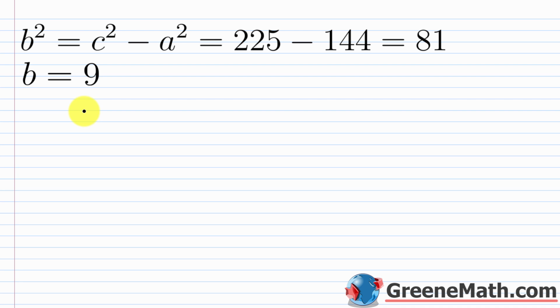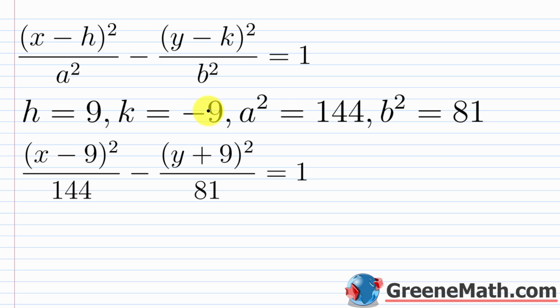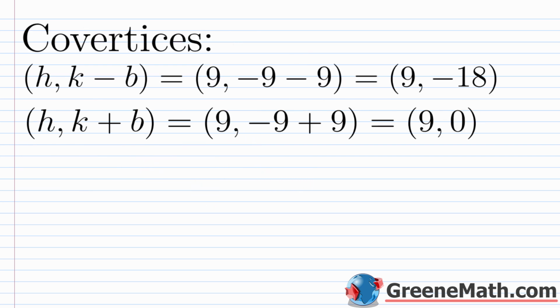So if we put everything together, h is 9, k is -9, a squared is 144, b squared is 81. You get (x - 9)² over 144 minus (y + 9)² over 81 is equal to 1. So for the covertices, because the transverse axis is horizontal here, the conjugate axis is going to be vertical. So you're traveling up by b units and down by b units from the center. We get 9 comma -18 and then 9 comma 0.